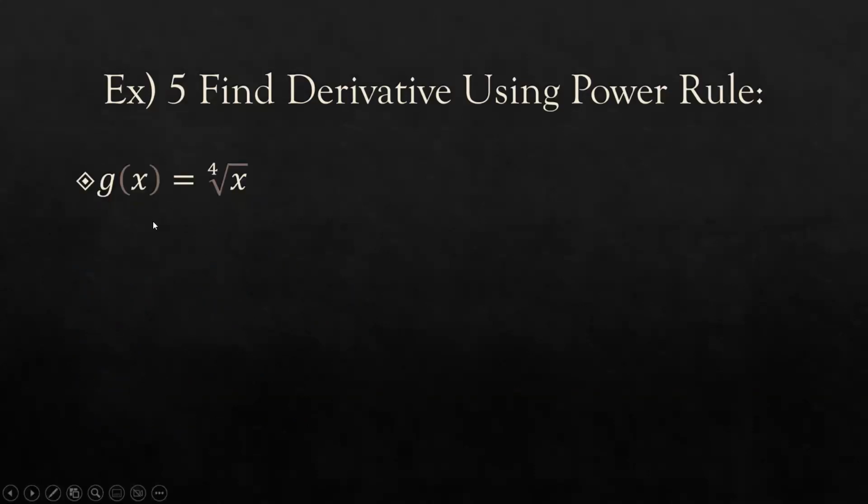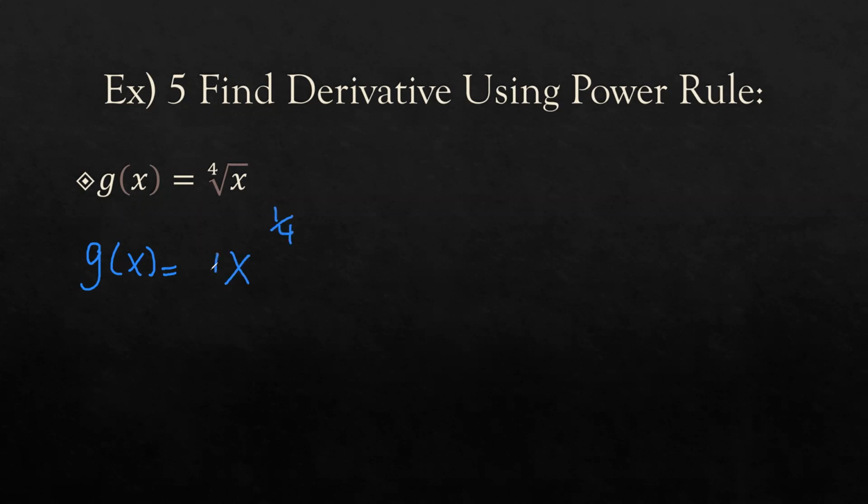Okay, let's do example 5. So this is the 4th root of x. It looks confusing. You would probably think, how do I apply the power rule? Well, what I would do is write it as an exponent. So how do I write the 4th root of x as an exponent? It's really the same thing as x to the 1/4. Then you could just apply the power rule, right?